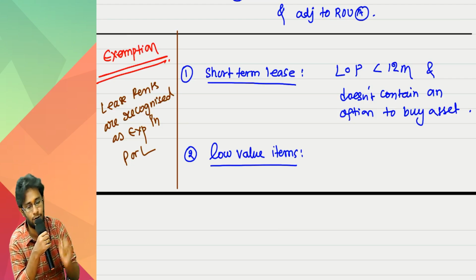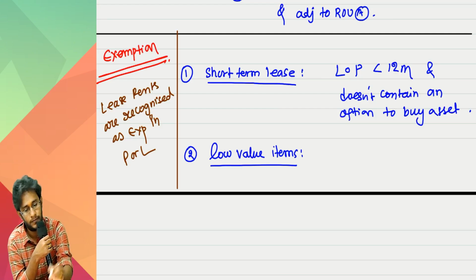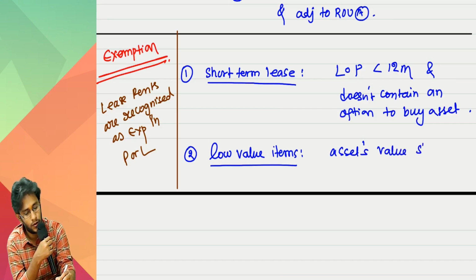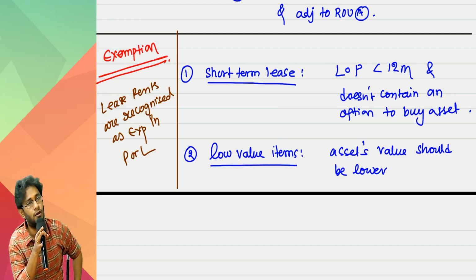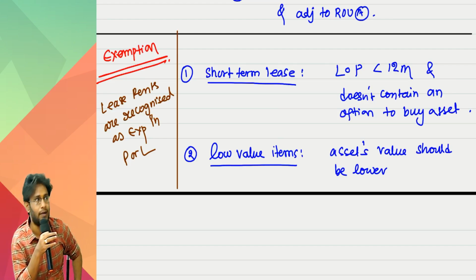But what it tells you is, the asset's value should be low, meaning you are assessing whether the asset has a low value or high value. The assessment is not done at inception, not done at commencement. The assessment has to be done when the asset was new, not today.